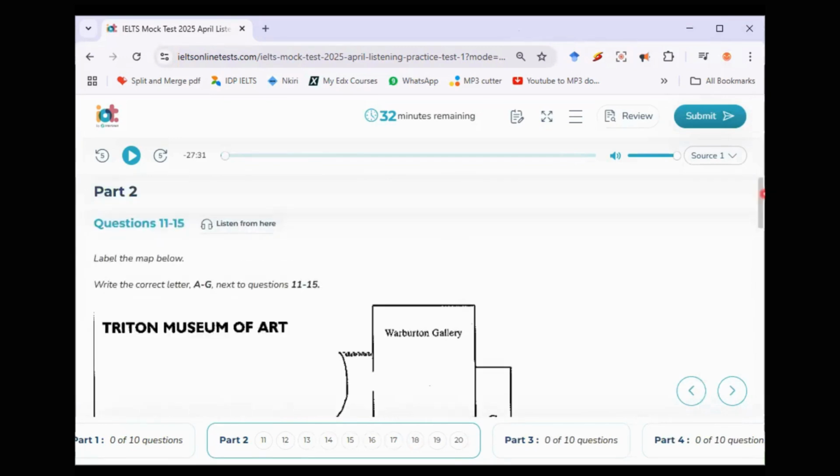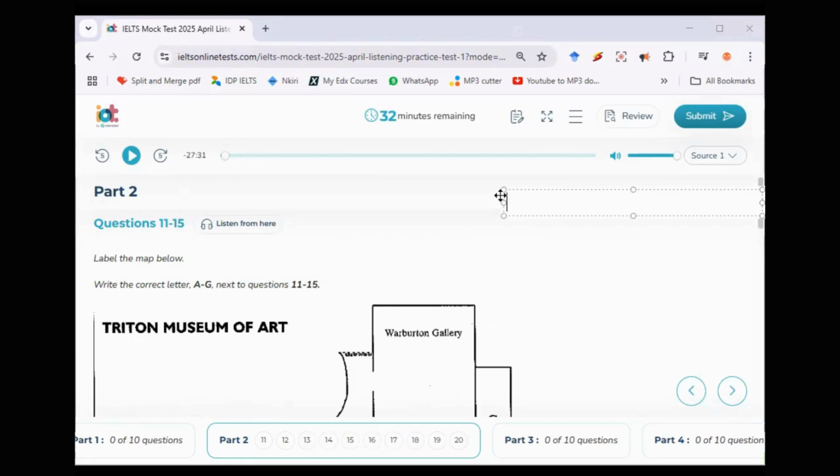So I want to refresh your mind, okay, in case you did not hear, that when it comes to solving map labeling questions, you need to pay attention to direction specific words or direction markers. In fact, let me even ask. I want you guys to type. Just give me examples of what I mean by direction specific words.